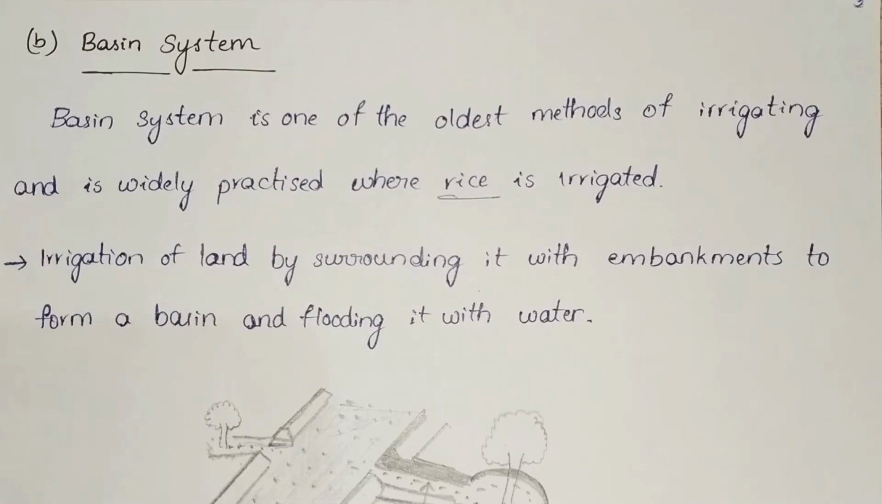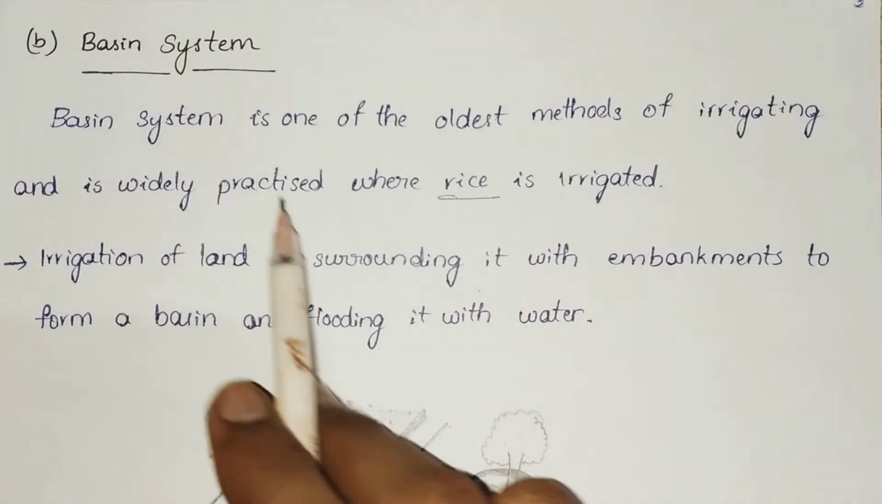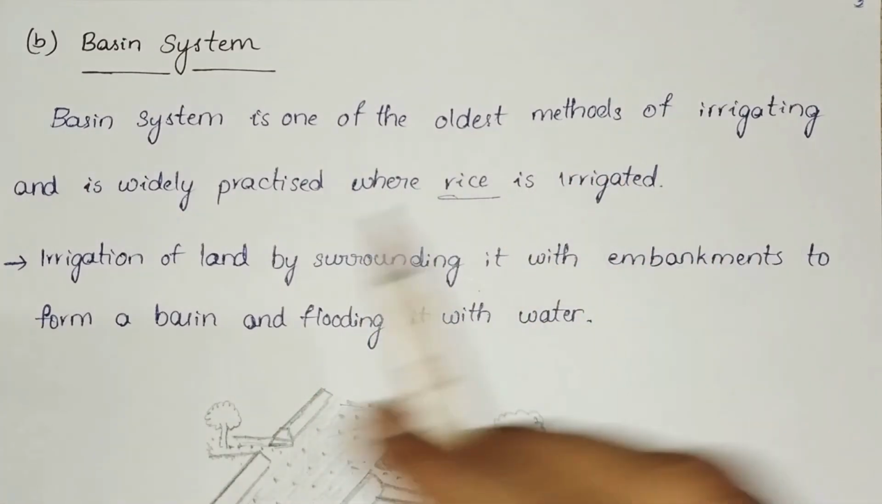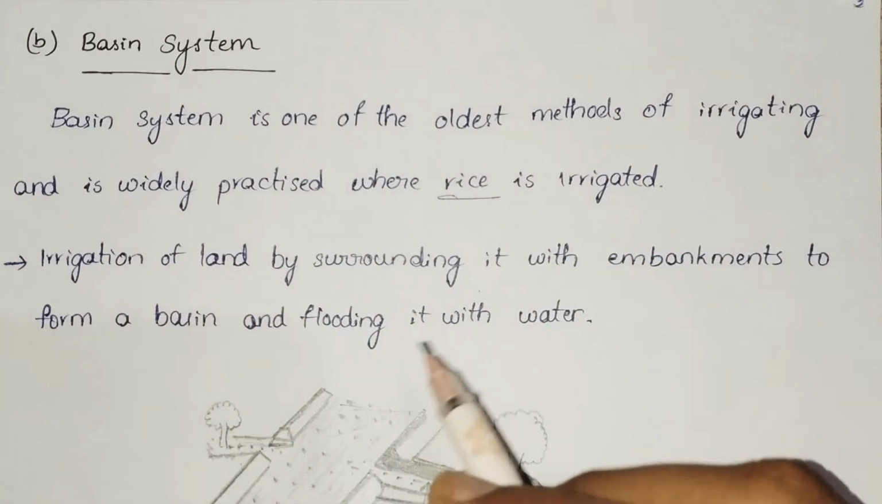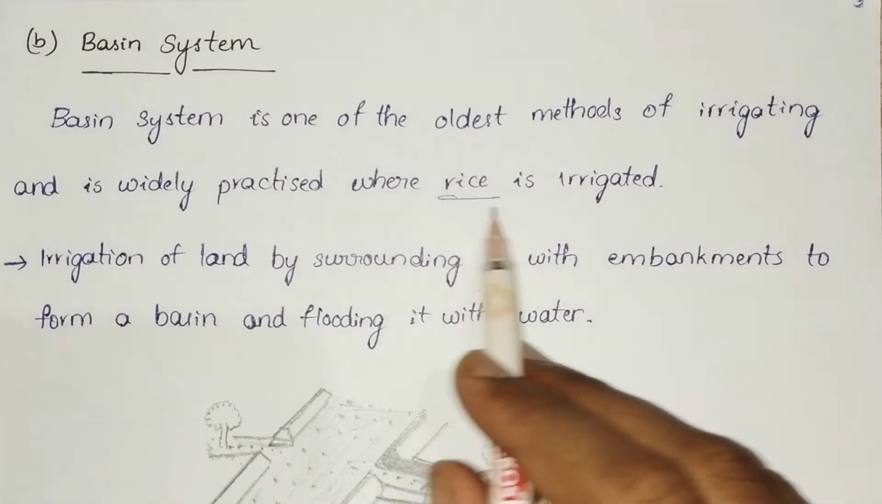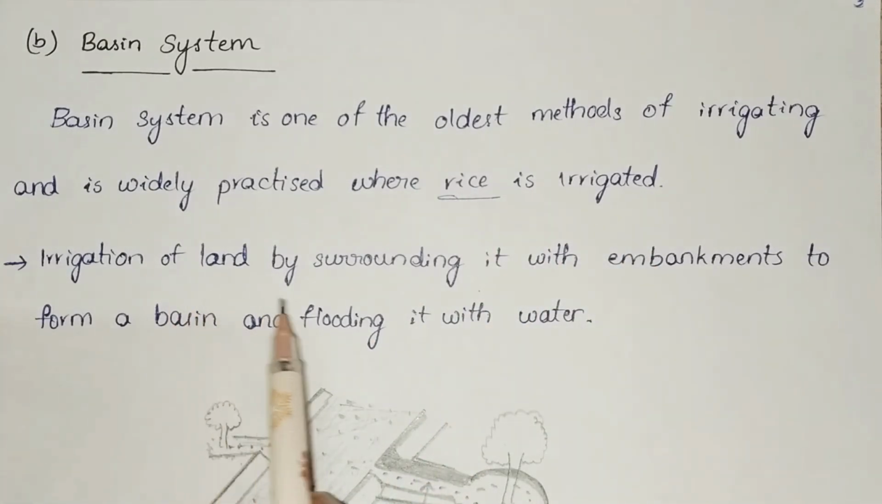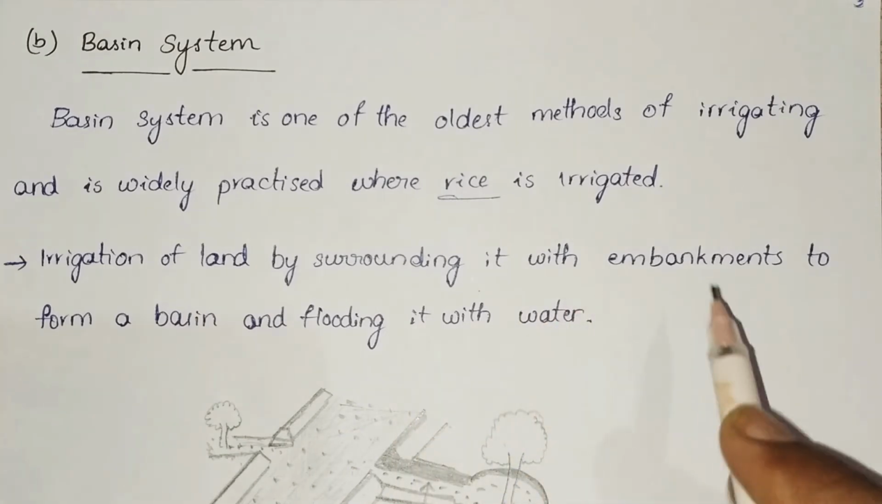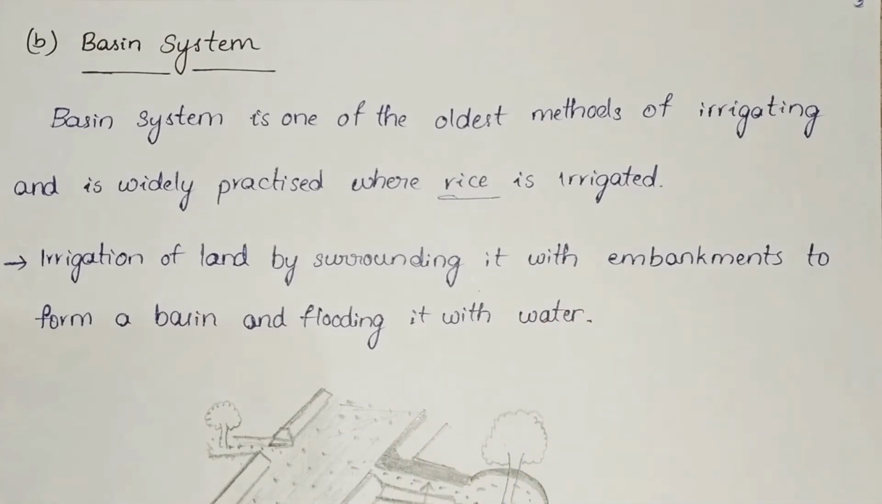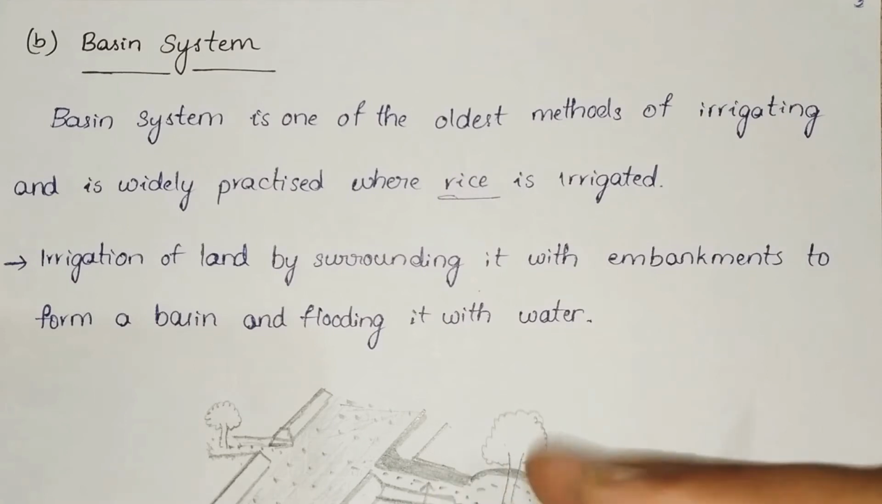Next, second subclass in surface irrigation is basin system. What is basin system? Basin system is one of the oldest methods of irrigating and is widely practiced where rice is irrigated. Irrigation of land by surrounding it with embankments to form a basin and flooding it with water. It means land is irrigated by surrounding it with embankments to form a basin and flooding it with water.